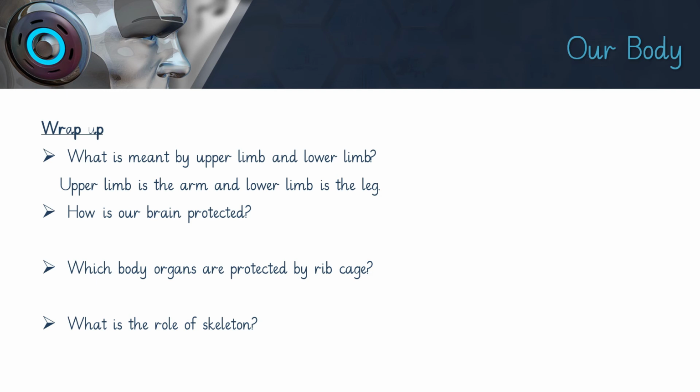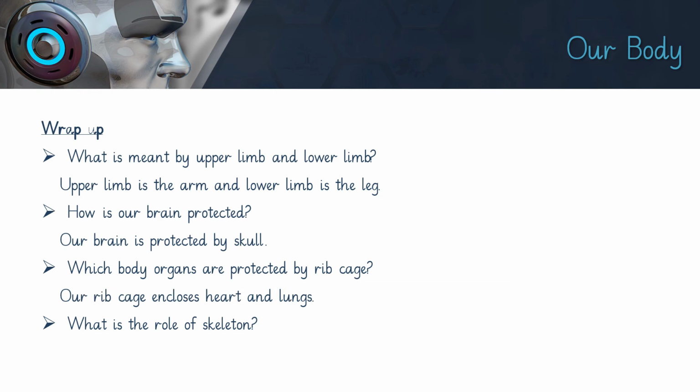Next question is, how is our brain protected? Yes, our brain is protected by the skull. Moving towards the next question, which body organs are protected by the rib cage? This has been explained as well. Alright, come up with the answer. Our rib cage encloses heart and lungs.